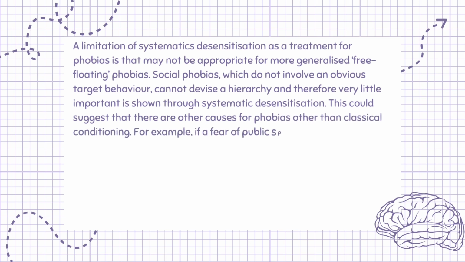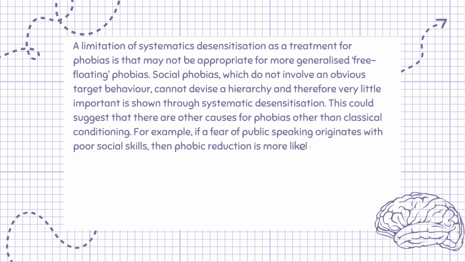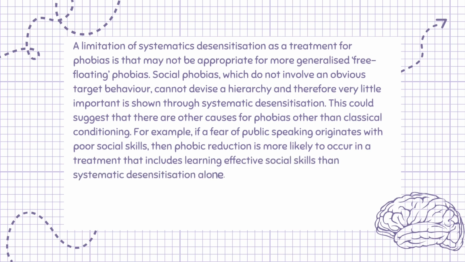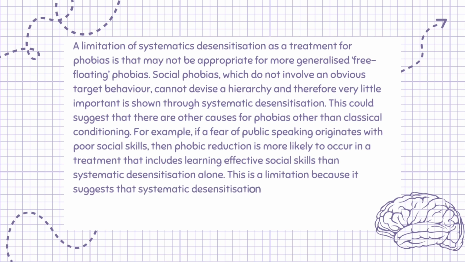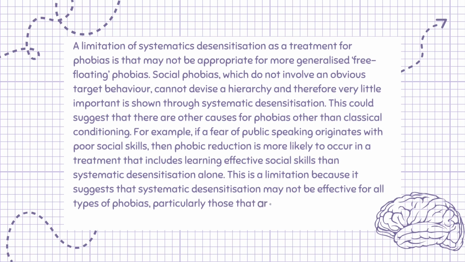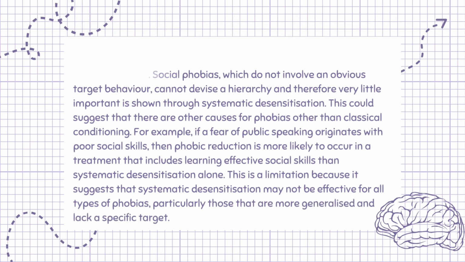For example, if a fear of public speaking originates with poor social skills, then phobic reduction is more likely to occur in a treatment that includes learning effective social skills than systematic desensitization alone. This is a limitation because it suggests that systematic desensitization may not be effective for all types of phobias, particularly those that are more generalized and lack a specific target.